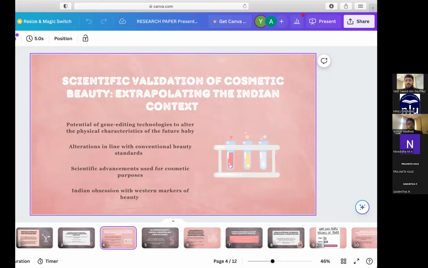call designer babies. From this, it follows that the ability can be utilized to change the way the future baby would eventually look. In societies that obsess over conventional beauty standards, which most certainly includes the Indian society, considering we're so obsessed with Western markers of beauty, this scientific potential can be used to ensure that babies conform to the beauty standards that such societies look up to.